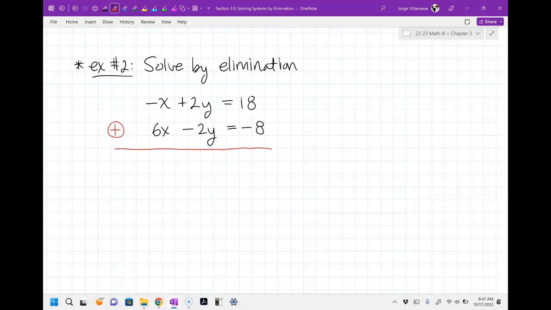So we'll start with the x's. -x plus 6x, that's 5x. 2y plus -2y, that's 0y, which is 0. Notice I just eliminated a variable. That's why they call it elimination. And then my last numbers at the very end, 18 plus -8, that's 10. So all I have to do now is divide by 5, and I get my answer for x. x is equal to 2.